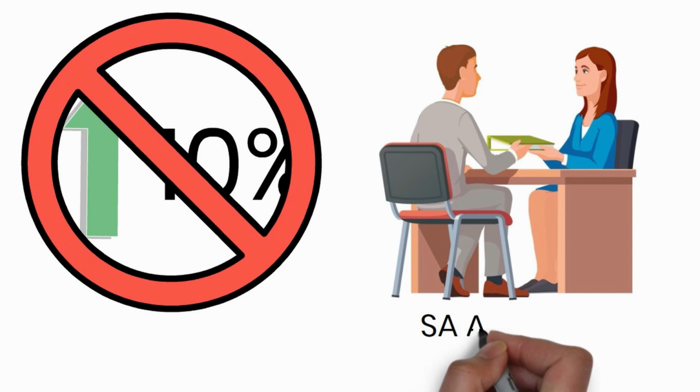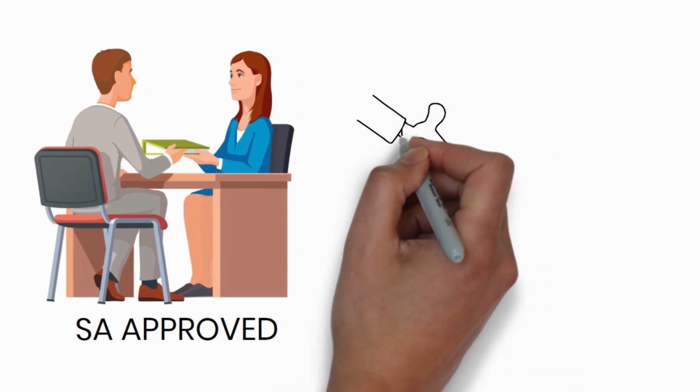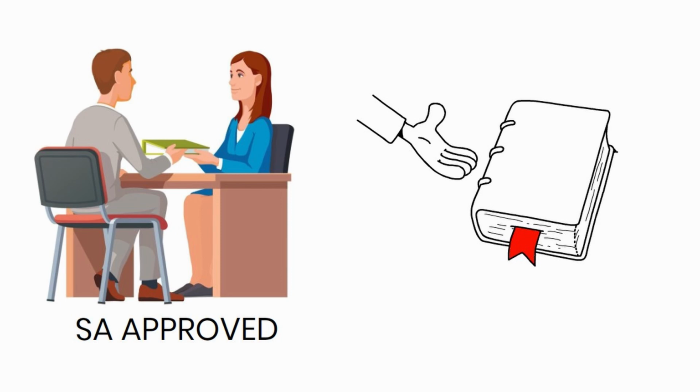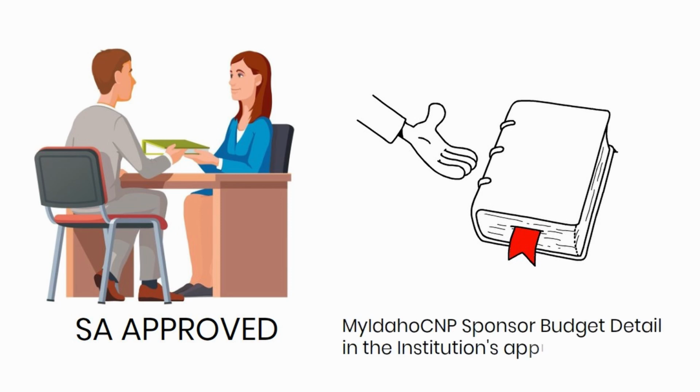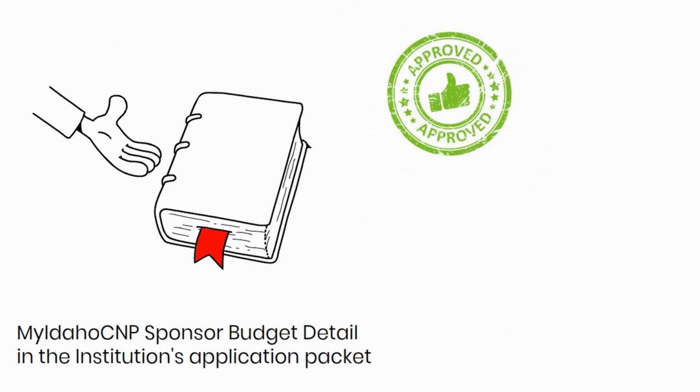To submit a budget amendment to SDE, use the institution's SA-approved budget workbook and make any necessary changes in the workbook. If you cannot find the SA-approved workbook in your files, you may access the most current approved budget in My Idaho CNP Sponsor Budget Detail in the institution's application packet. Once the workbook is updated, submit the amended budget to SDE for approval.